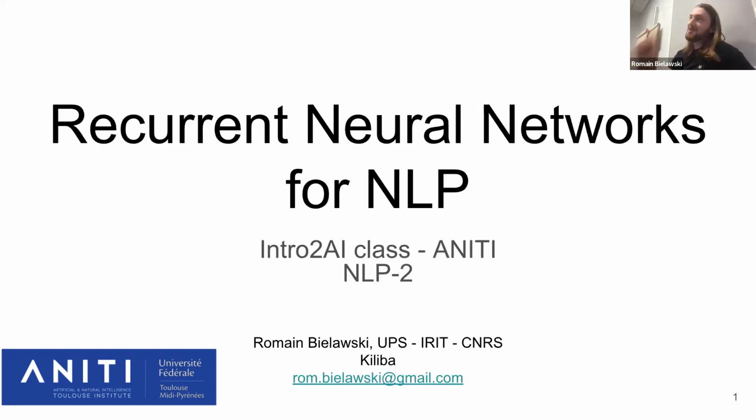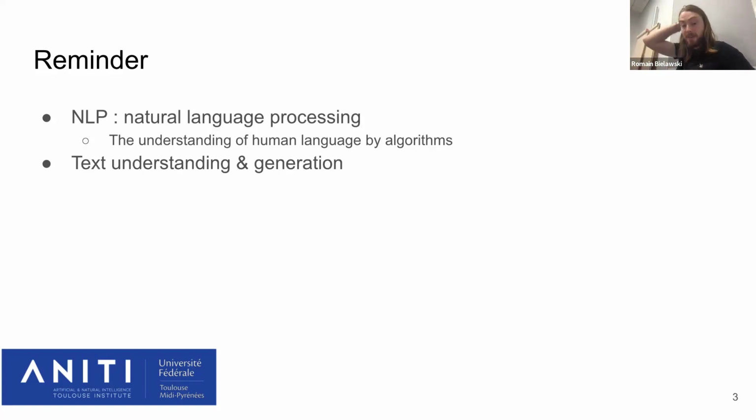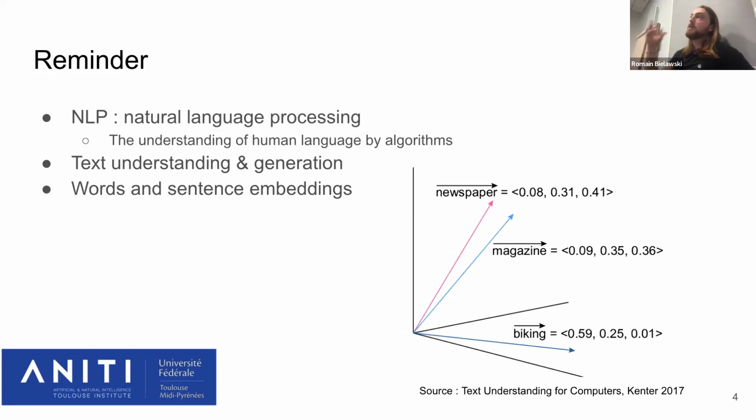So we are going to talk about recurrent neural network for natural language processing. So natural language processing is the understanding of human language by algorithms. So it includes text understanding and text generation because these two tasks can be different. And we're going to look first at words and sentence embedding.